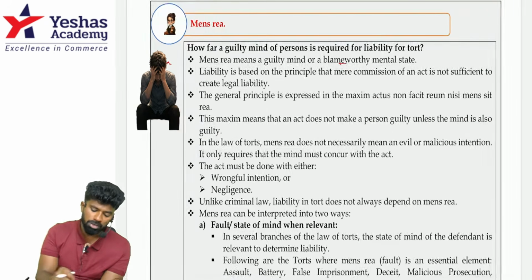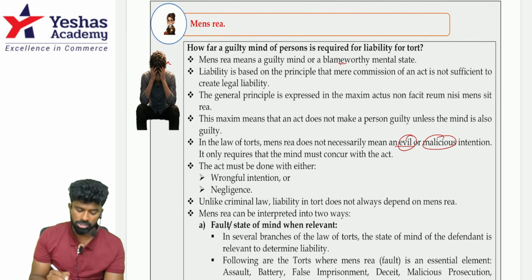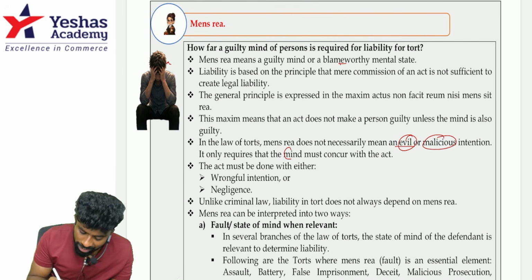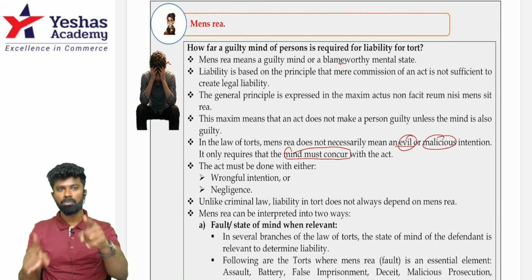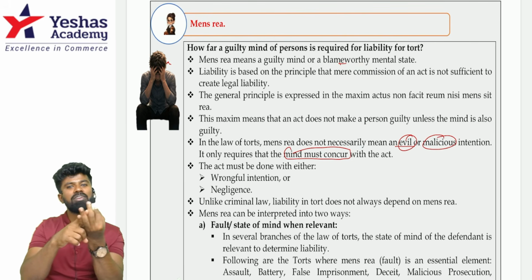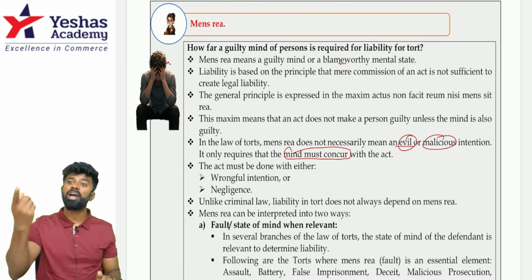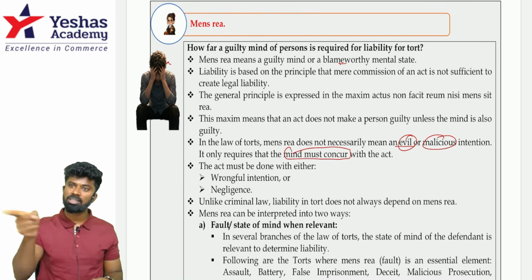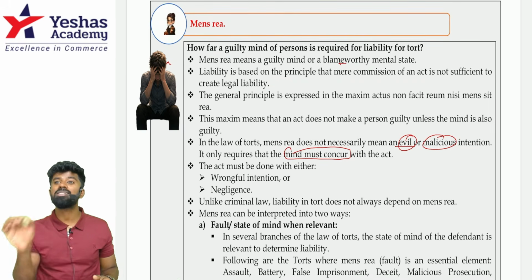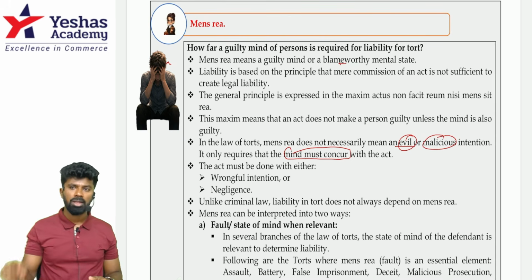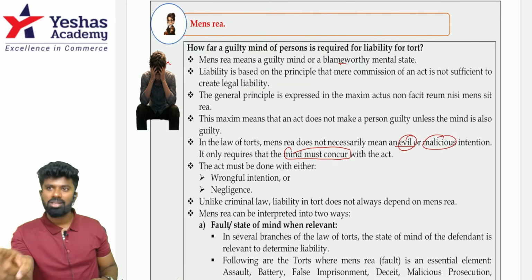In the law of tort, mens rea does not necessarily mean evil or malicious intention. It only requires that the mind must concur with the act. Intention is different, motive is different, mens rea is different. A person may not have any motive, but if he does it intentionally, negligently or recklessly, it is called what? Mens rea. Is negligence a mens rea? Is recklessness a mens rea? Is intention a mens rea?